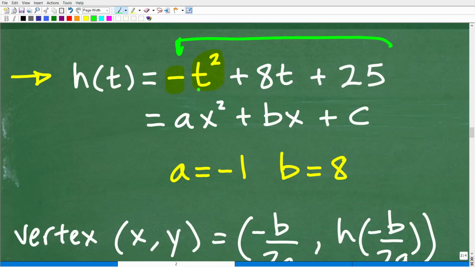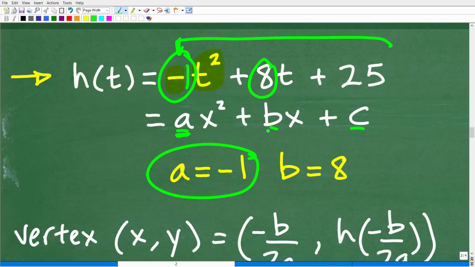So when it's written from highest to lowest power, in other words, x squared, then x, and then c is just a number, here we have t squared, t, and just a number. The coefficients, or the numbers in front of the respective variables, are our a, b, and c values. Here we have a negative 1 in front of t squared, so that is going to be our a value. What's in front of t? Well, that's going to be our b value. So that is 8, and we don't need c.